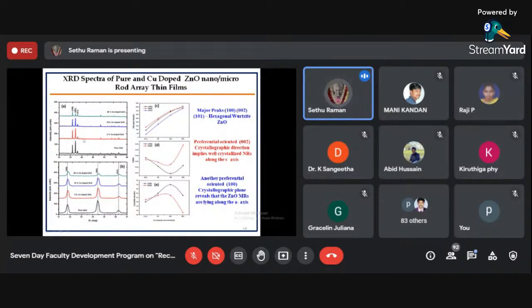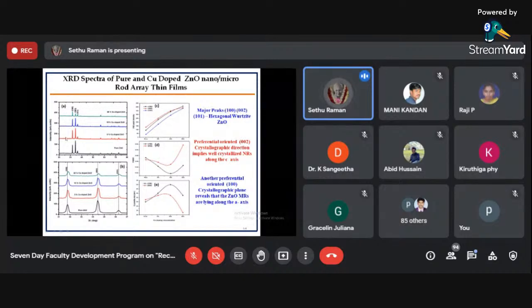After copper doping, we observe orientational changes. This may be due to the change of structure from nanorods to microrods. The preferential orientation along the 002 crystallographic direction implies well-crystallized nanorods along the c-axis, while the other preferentially oriented 100 plane reveals that the ZnO microrods are lying along the a-axis.